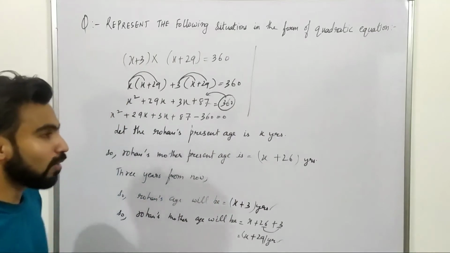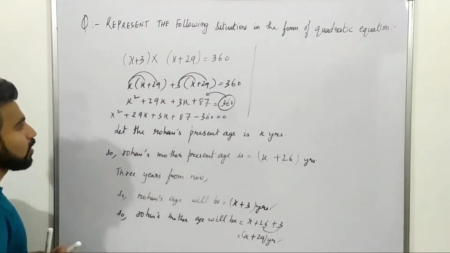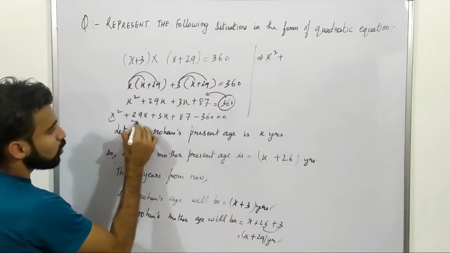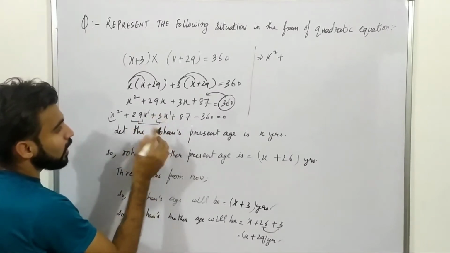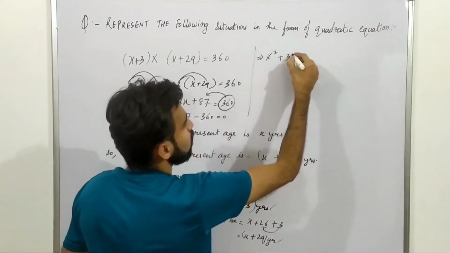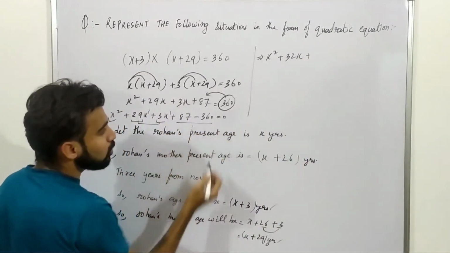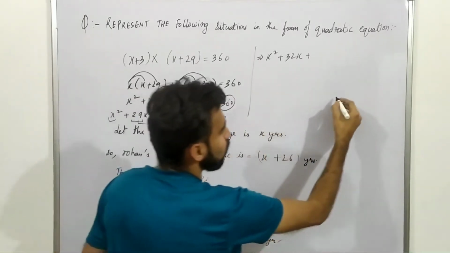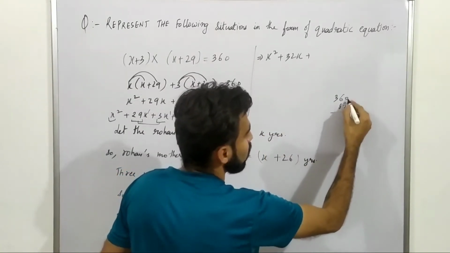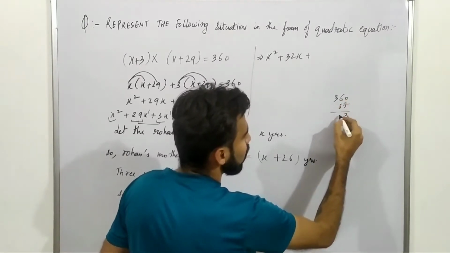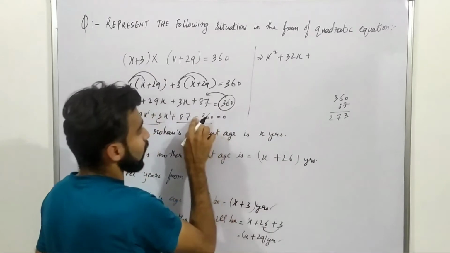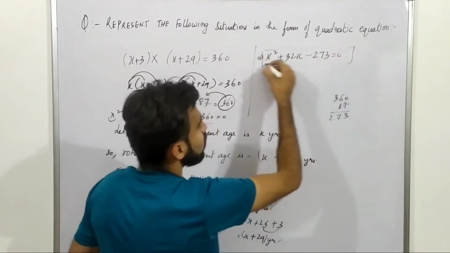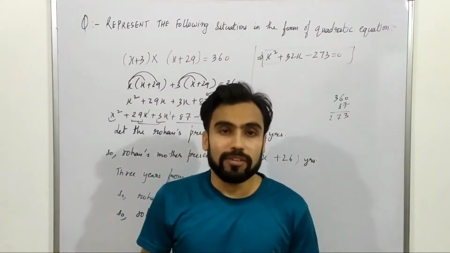Now if I find the like terms, the square term is only 1, so that will be as it is, that is x squared. Further, the linear terms will be 29 plus 3, 32 here. Now for the constant terms, plus and minus gives minus, so you have to subtract 87 from 360. That will be 3 here, and 15 minus 8 is 7, so 273. The larger number is negative. So this is the required quadratic equation that you have formed from the given question.